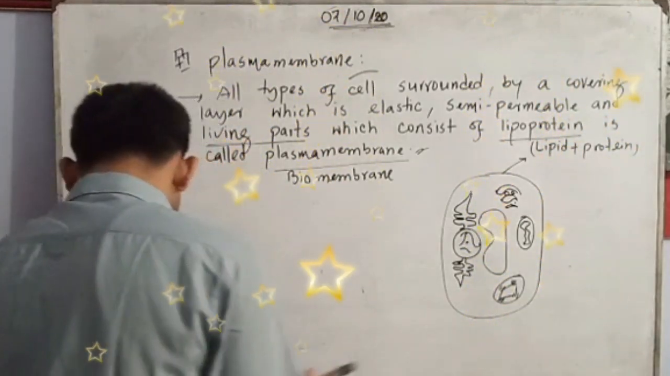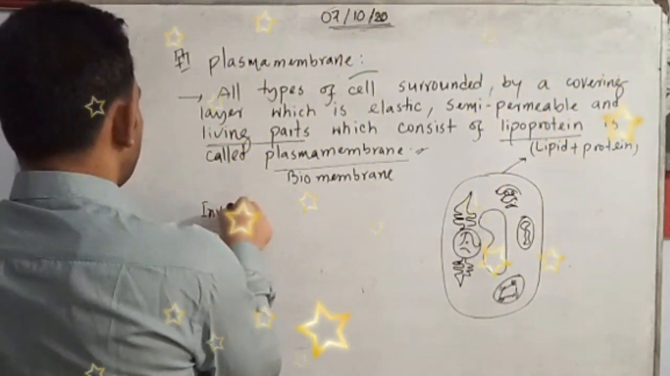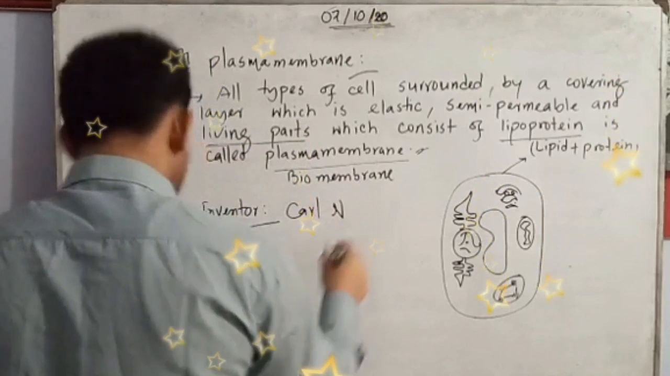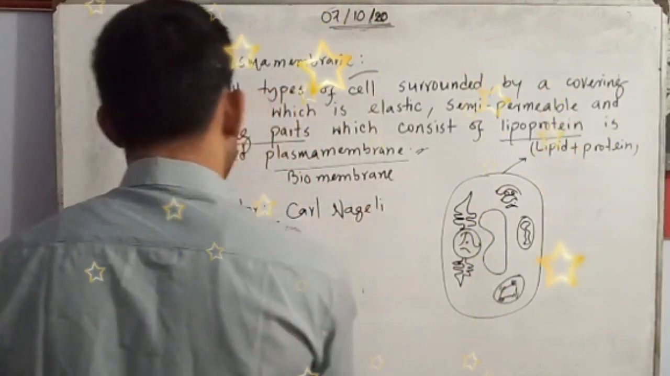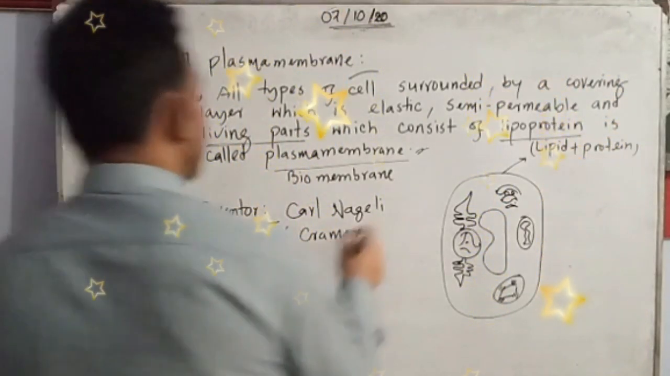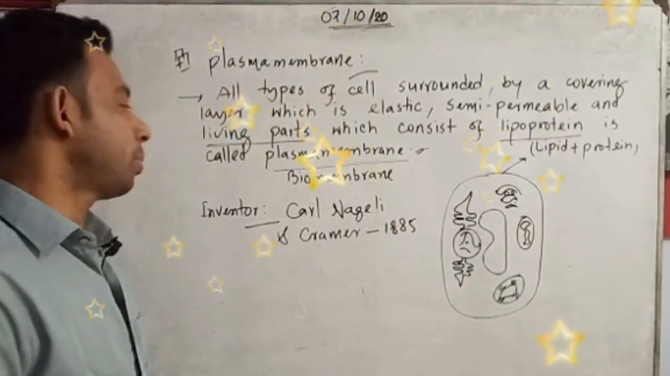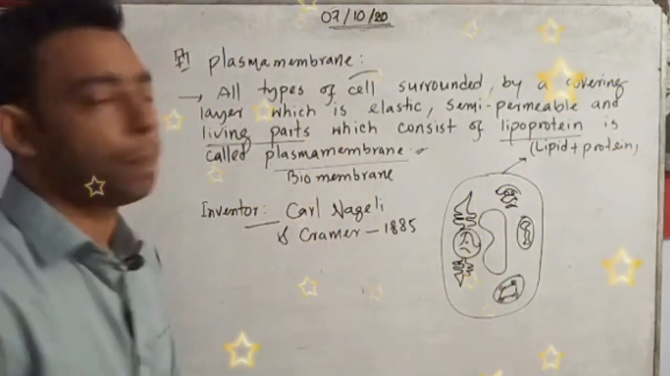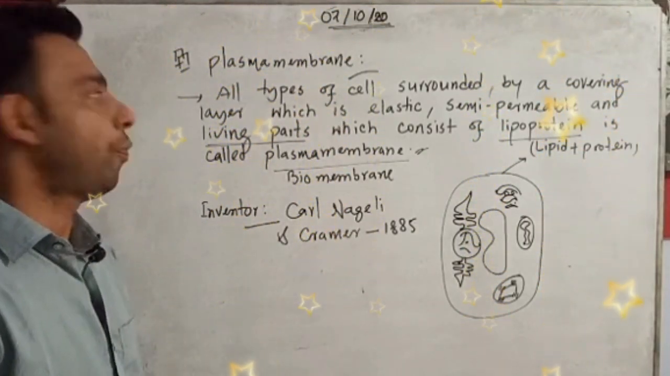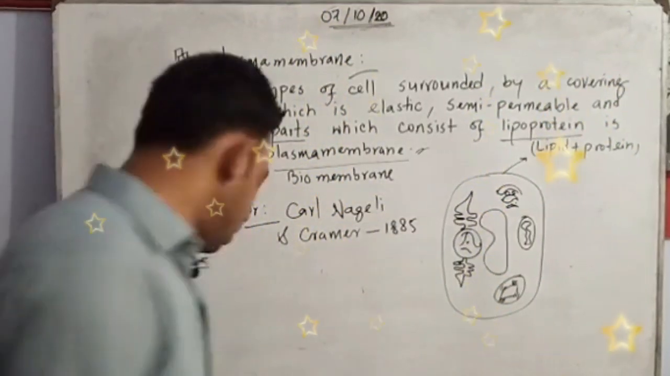Who is the inventor of this? We will write Carl Nageli and Kramer. Kramer is the inventor of the plasma membrane. In which year? 1885. These are very important for SQ or MCQ types of questions. Who discovered the plasma membrane? In which year? So Carl Nageli and Kramer in 1885 discovered the term plasma membrane.